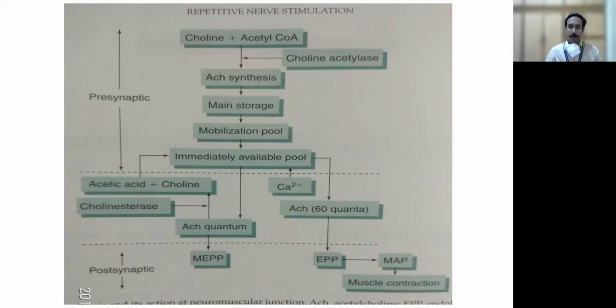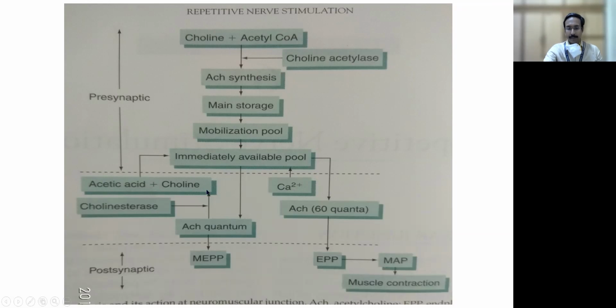It is stored in 3 different pools. If we consider this as the end of the presynaptic junction, this is the synaptic cleft and this is the postsynaptic junction. Immediately adjacent is the immediately available pool of acetylcholine, which is formed from choline and acetyl-CoA. With every nerve impulse, around 10,000 quanta of acetylcholine vesicles get released from the immediately available pool, and it gets replenished from the secondary pool. This pool provides 2 to 3 nerve impulses. By the 4th and 5th impulse, you need mobilization from the rest of the pool and from the main storage.